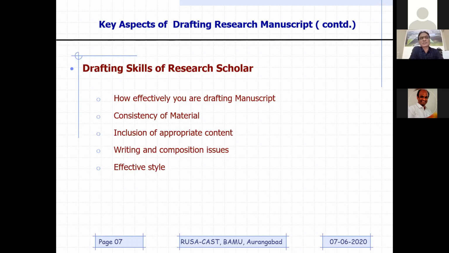So what are the issues? The issues are how effectively you are drafting your manuscript and how consistent you are. Let me tell you, consistency of the material. Consistency means a manuscript consists of different elements. What are those elements? The first one is the title of the manuscript, second is the abstract, third is the introduction, next is materials and methods, then results, discussion, conclusion, acknowledgement, and references. These are the skeleton.